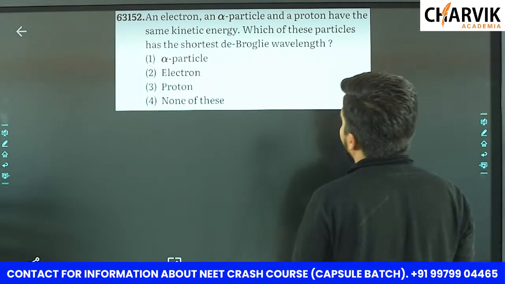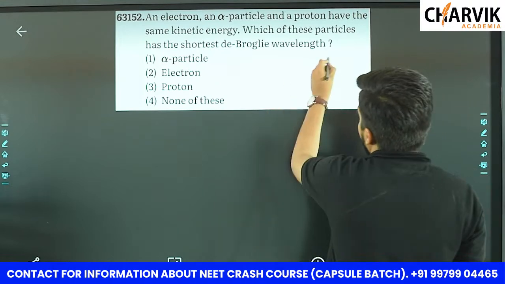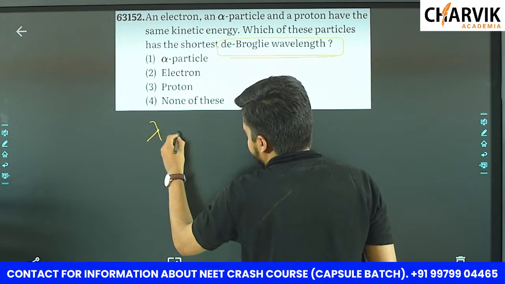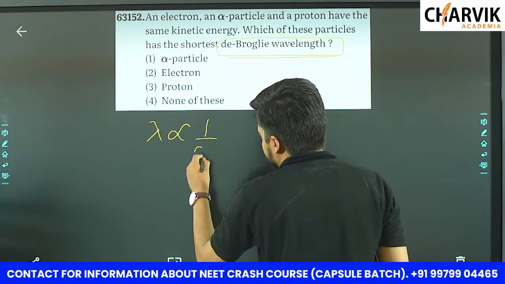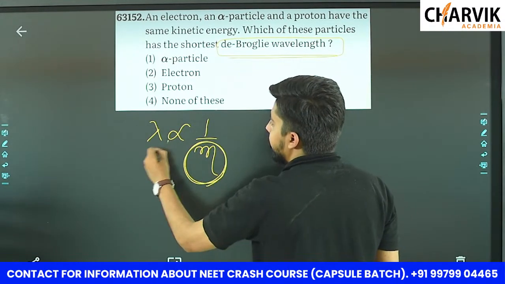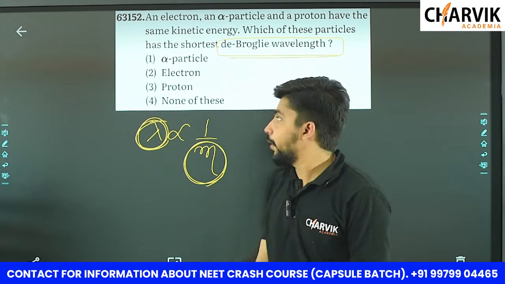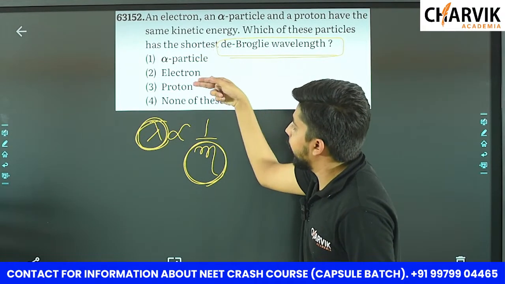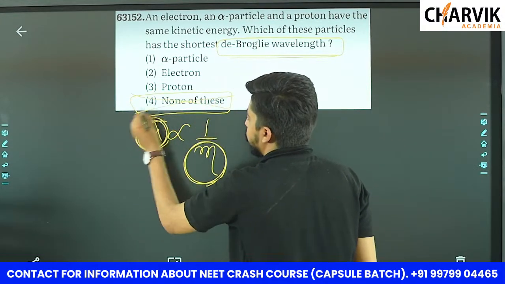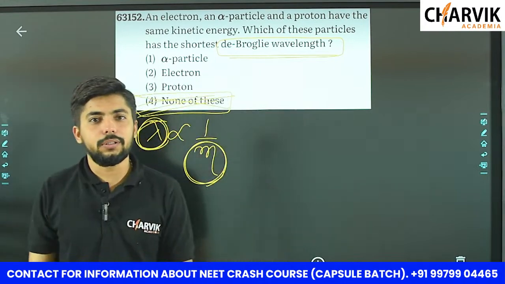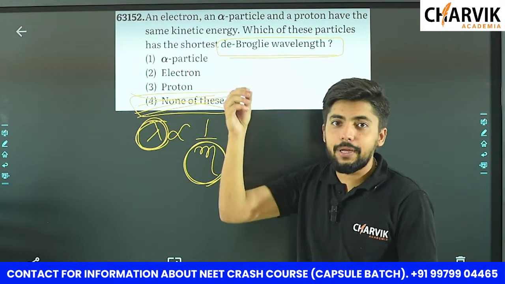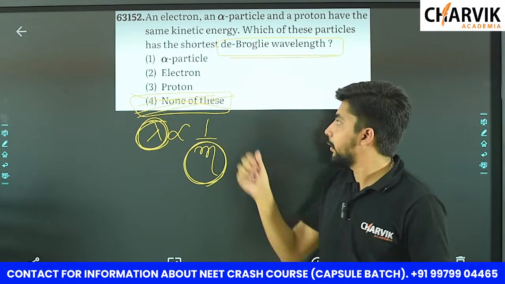the same kinetic energy. Which of these particles has the shortest de Broglie wavelength? So we all know that lambda is inversely proportional to the mass. So the one with the higher mass will have the shortest wavelength. And which among alpha, electron and proton has a higher mass? It is a very obvious thing that none of these should not be the answer. If they have given you three particles, it is obvious that one of them has the shortest wavelength. So the answer will be from these three.